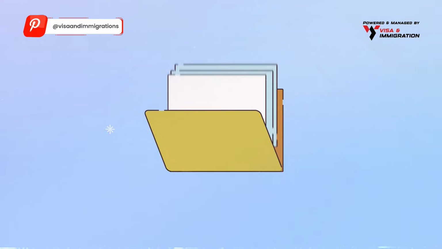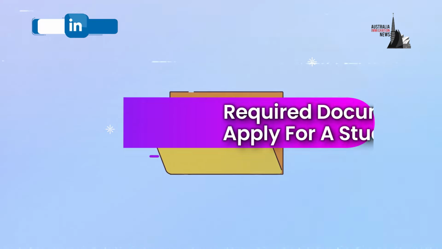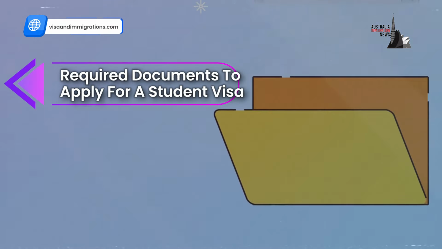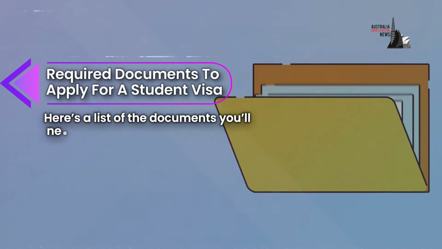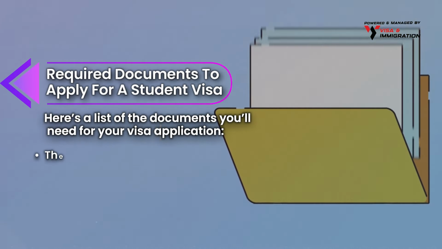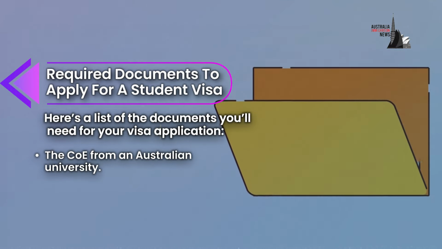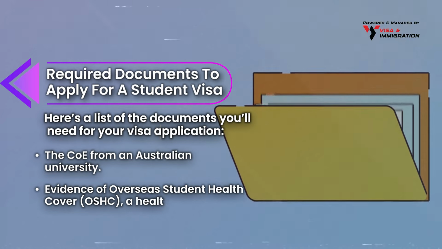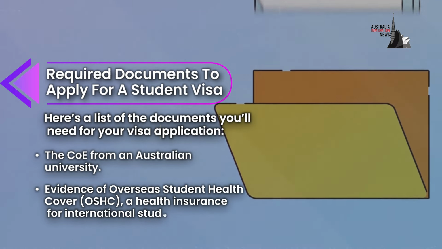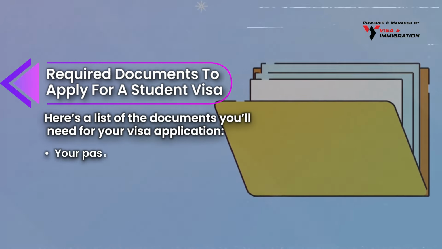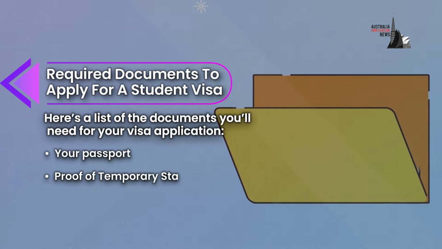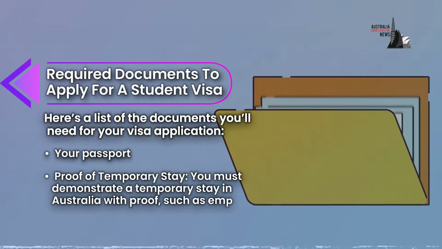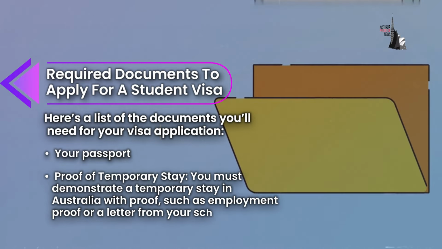Before applying, you'll need to get these documents ready. Required documents to apply for a student visa. Here's a list of the documents you'll need for your visa application. The COE from an Australian university. Evidence of overseas student health cover, OSHC, a health insurance for international students. Your passport. And proof of temporary stay. You must demonstrate a temporary stay in Australia with proof, such as employment proof, or a letter from your school.